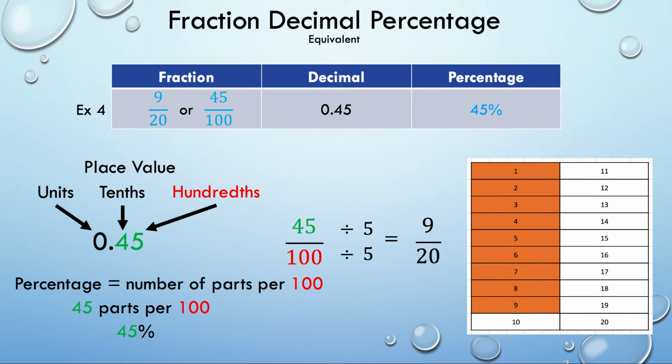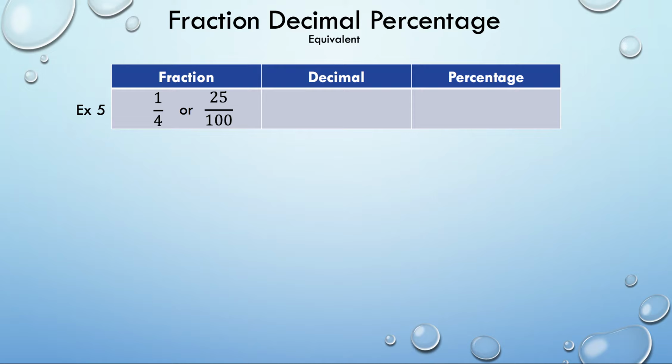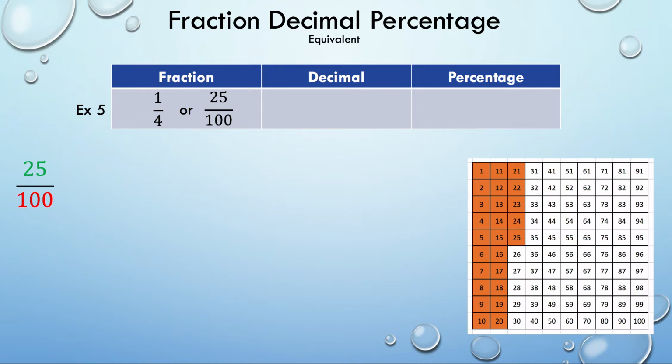So let's take a look at example 5. We need to convert that fraction into a decimal and percentage. Well, let's use the 25 out of 100. Why? Because it'll be easier to convert into a decimal and a percentage. Well, we have 25 squares shaded out of 100.